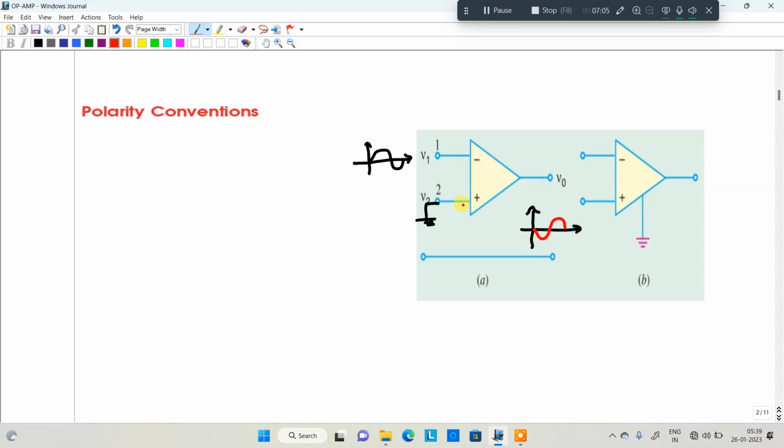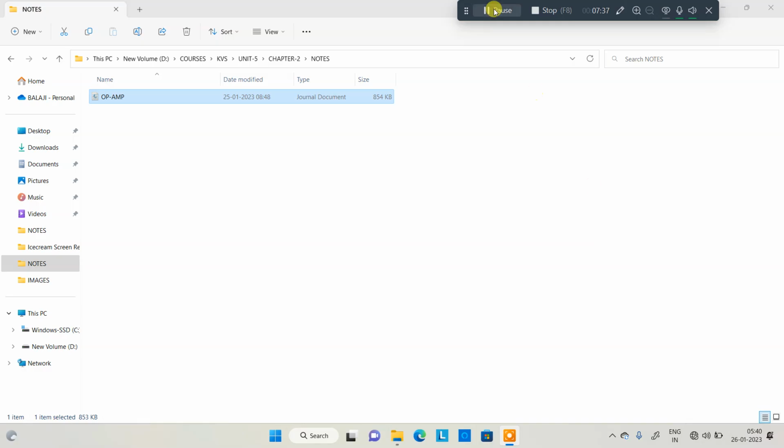The output you may expect is inverted relative to the input, that means 180 degrees out of phase. So if you give this particular sine wave as input, the output will be 180 degrees out of phase with the input, that is inverting. This input is inverted at the output, and that's called an inverting amplifier. Got my point? Next one, the phase shifted. After that, I grounded the inverting terminal and connected the input to the other terminal.